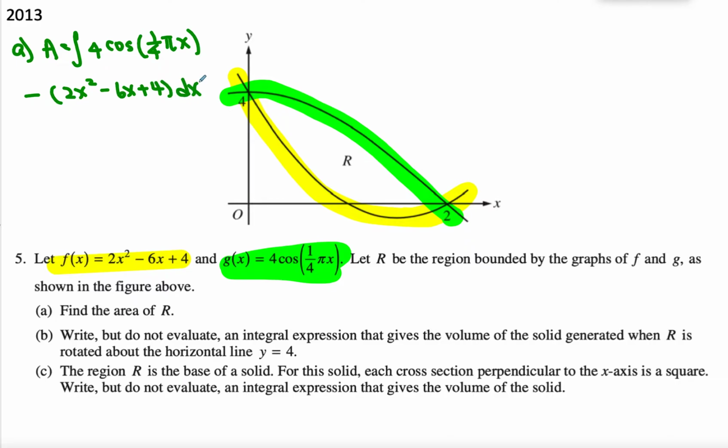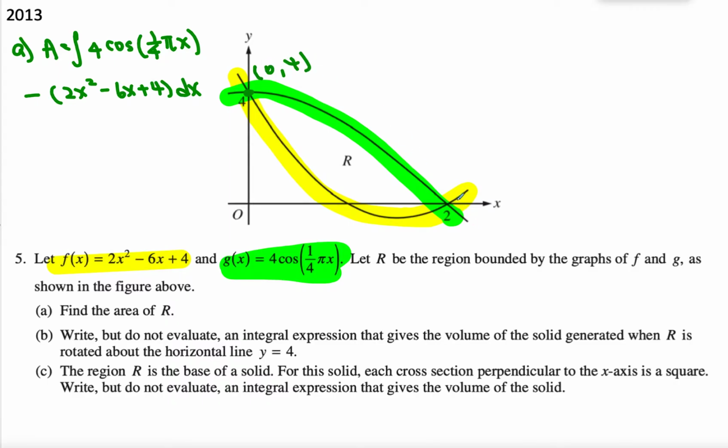dx. But you have to wonder, what should be my boundaries? It looks like 0 and then 2, but I need to make sure. So when x equals 0, what will be the value of y? When x equals 0, my y value is 4. And when x equals 0, cosine of 0 equals 1, so hence my y value becomes 4. That does make sense. This is the intersection, 0, 4.